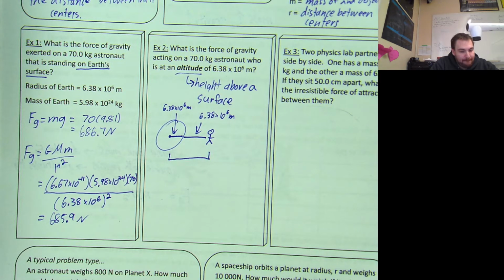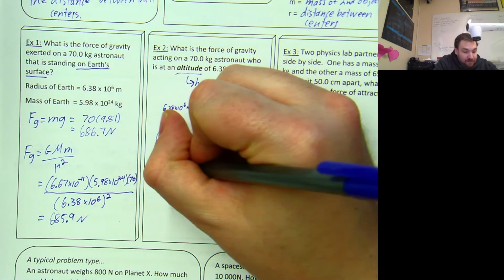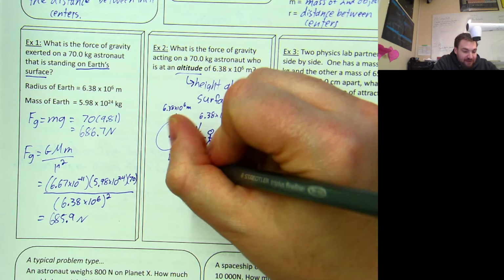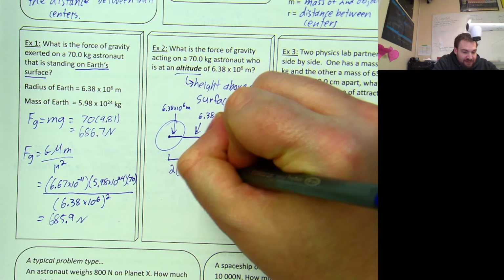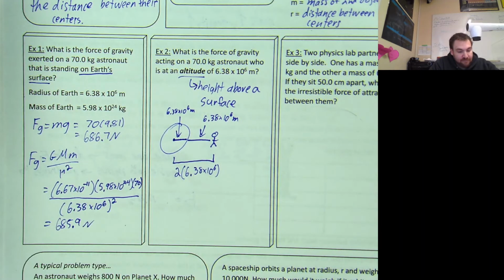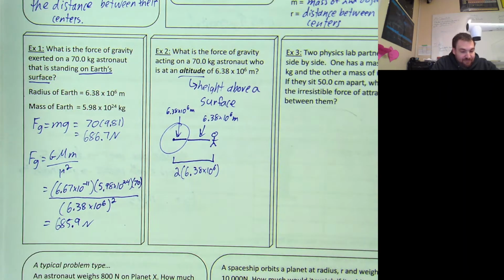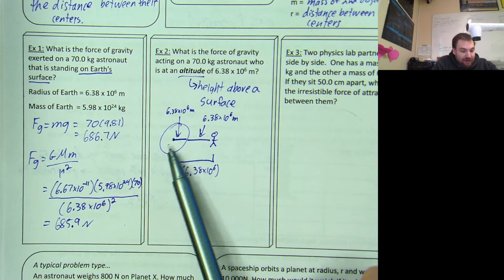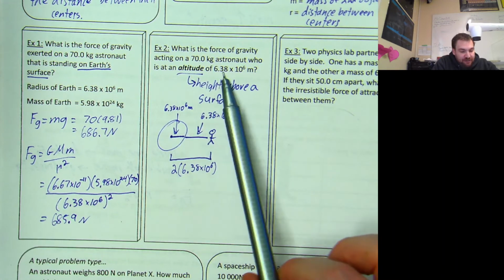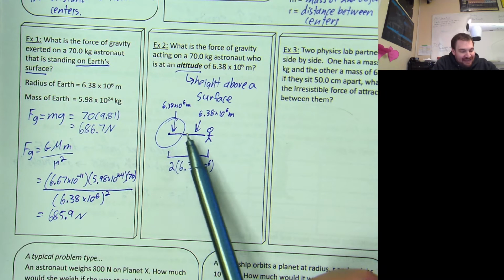Well, if you add them together, it's just going to be 2 times 6.38 times 10 to the 6, whatever that is, right? The reason example 2 exists is to show you the difference here. Now, the language in the question: the altitude is this, which means you have to take into account the radius of the Earth and then add to it that distance there.